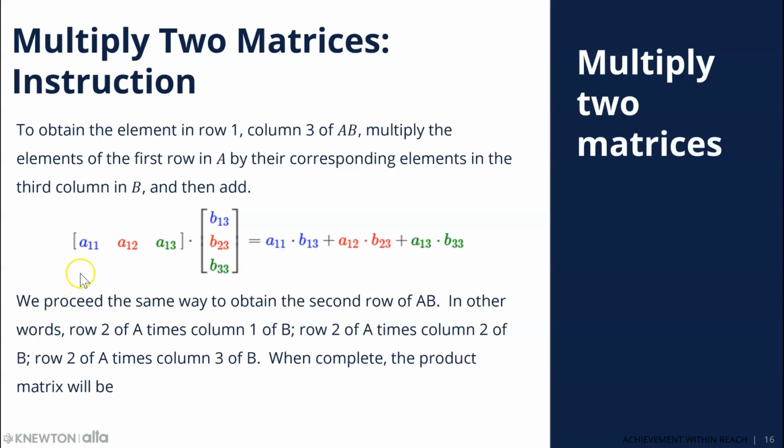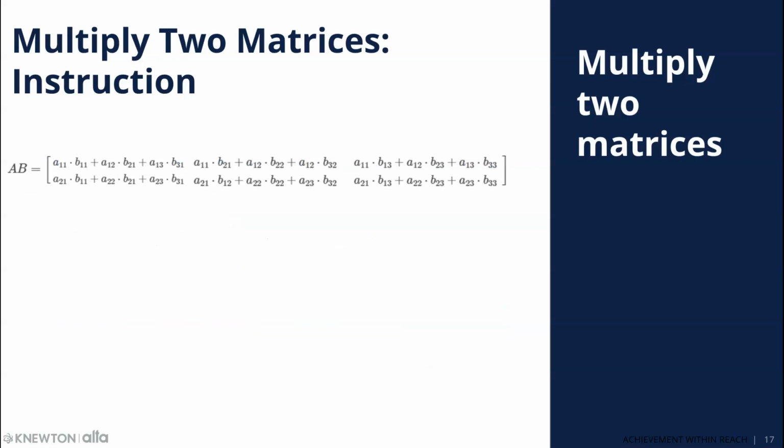In the same manner, we obtain the element in row 1, column 3 of AB by multiplying the elements of the first row in A by their corresponding elements in the third column, and then adding the products. And we proceed the same way to obtain the second row of AB. In other words, row 2 of A times column 1 of B, row 2 of A times column 2 of B, row 3 of A times column 3 of B. And when complete, the product of the matrix will be equal to this. And then just add all the entries.